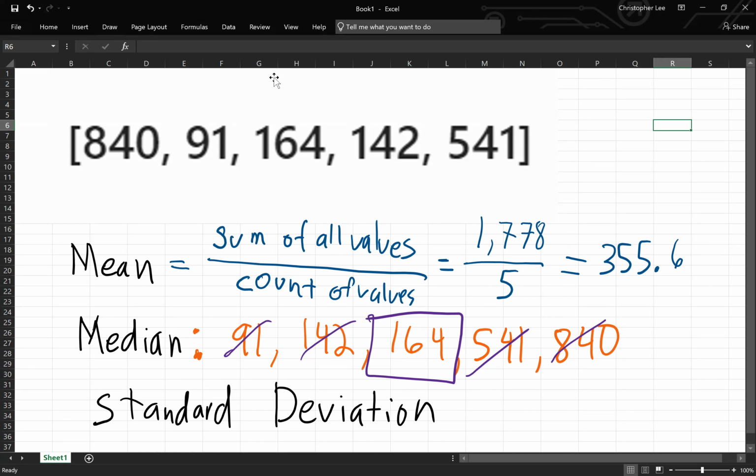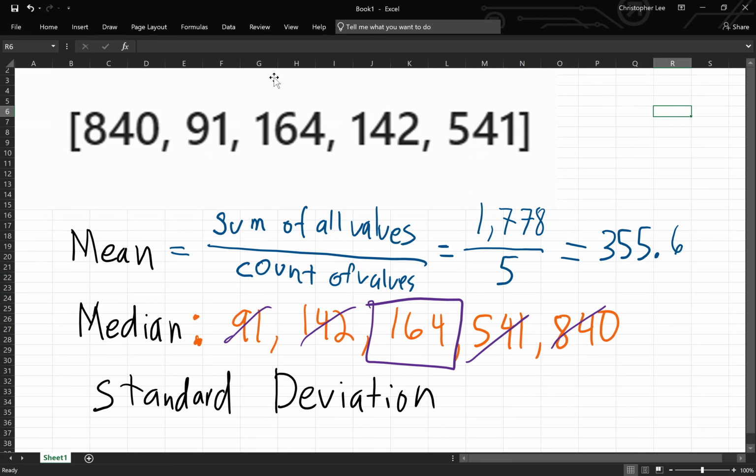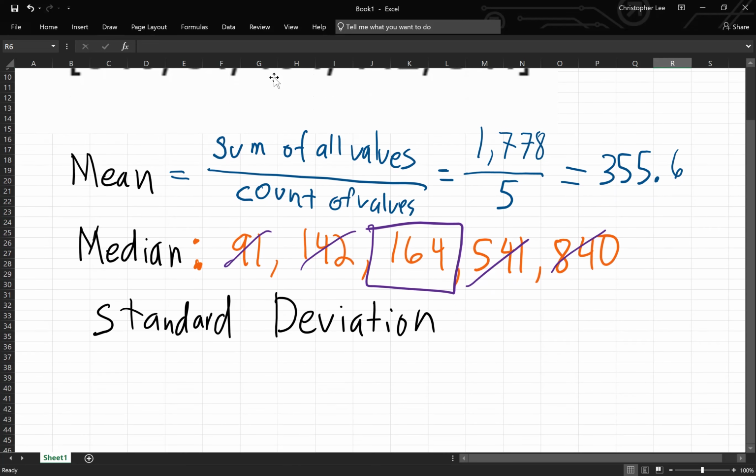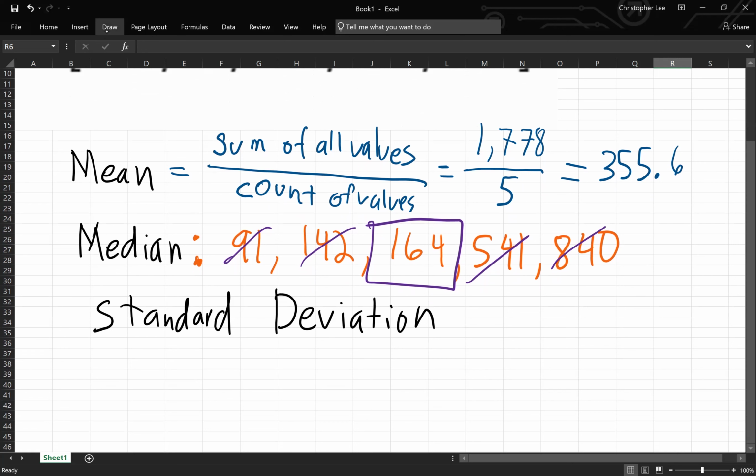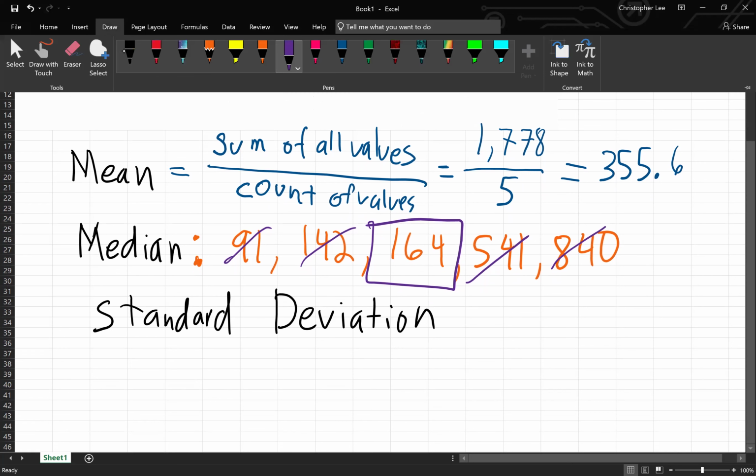Awesome. How about the standard deviation? How do we do that? You take each number and subtract the mean, like 840 minus 355.6, and then you get the difference. So you're making a chart. Which chart are you using?